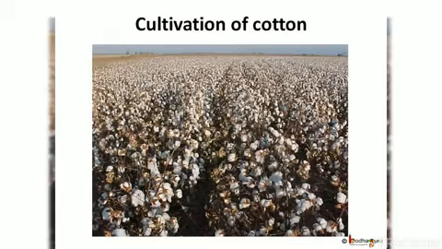We get cotton from the cotton plant. Cotton is harvested in a warm climate with medium rainfall. It is sown between May and September months. The harvesting begins in October.